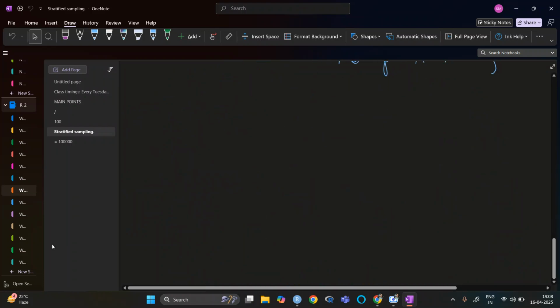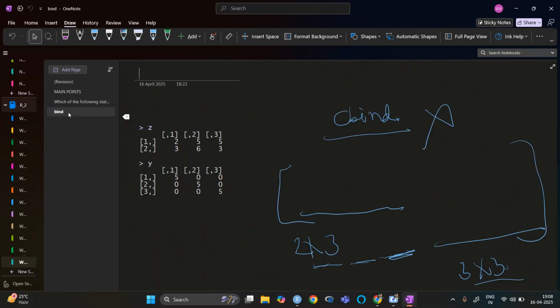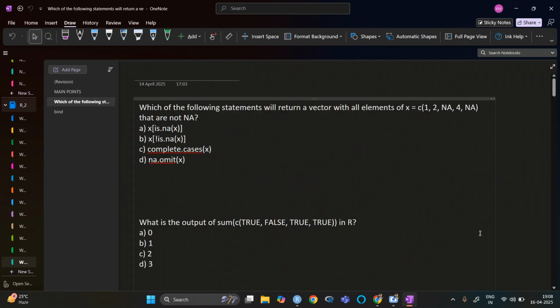So this was some example. Okay, so let us do some examples from whatever we have learned till now. Which of the following statements will return a vector of all the elements of x that are not common?